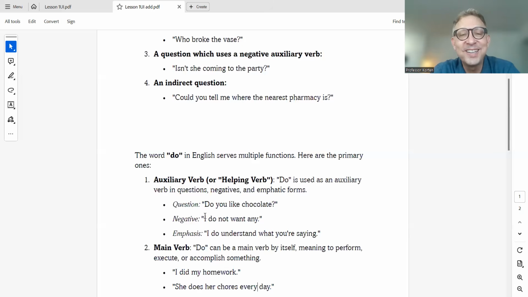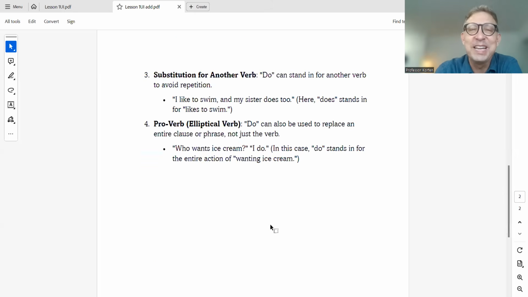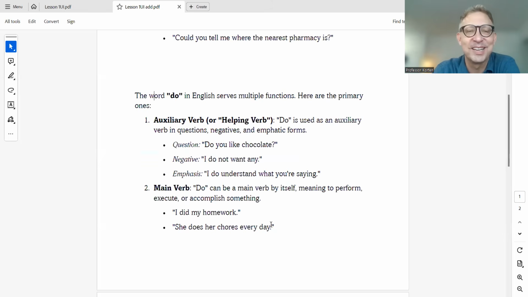I do not want any. I do understand what you're saying. That's for emphasis. The standard sentence is I understand what you're saying, but if you want to emphasize it, you can say I do understand what you're saying, and that lets people know, okay, I don't need to repeat it anymore. He got me. He understands.